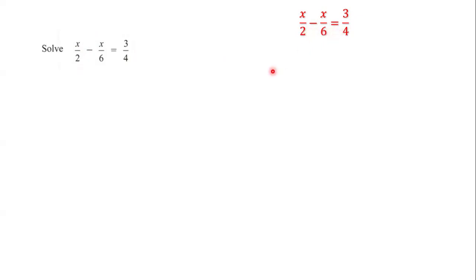And so what we're going to do is find the LCM of 2, 6, and 4. The LCM means lowest common multiple. And so the first thing we do is list the multiples. We list the multiples of 2, which are 2, 4, 6, 8, 10, 12, 14, and the list goes on.